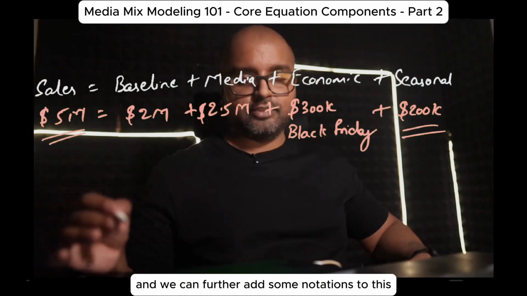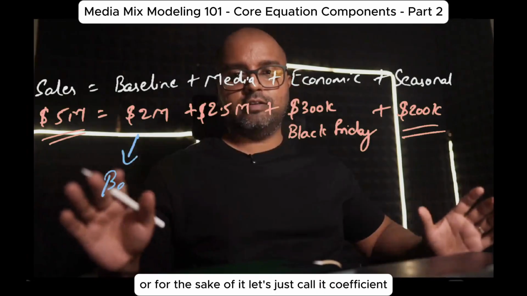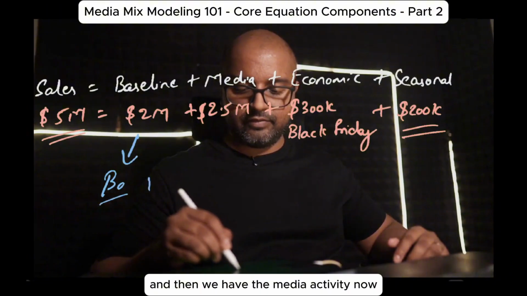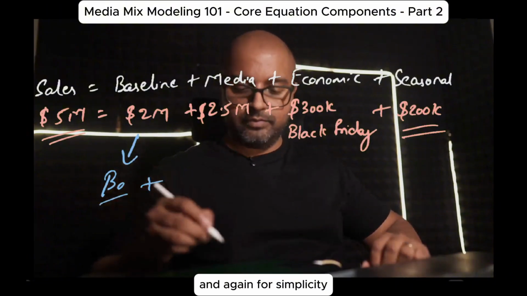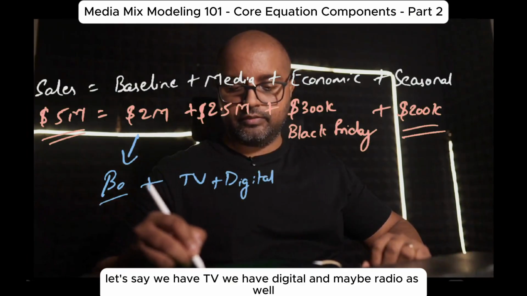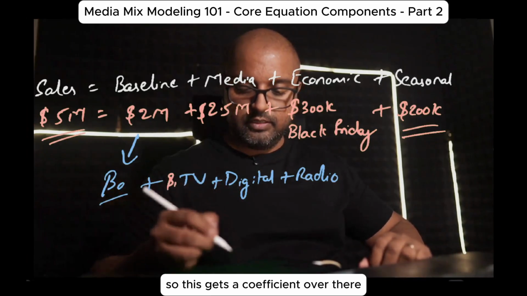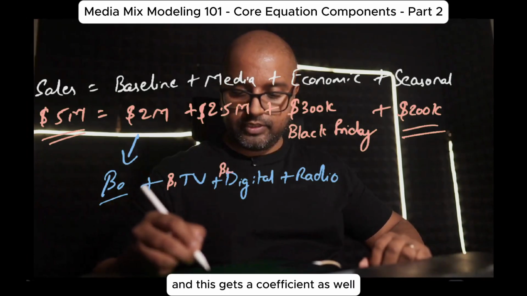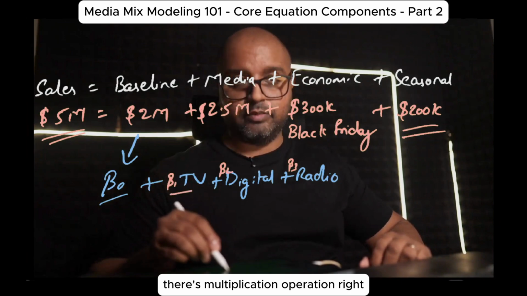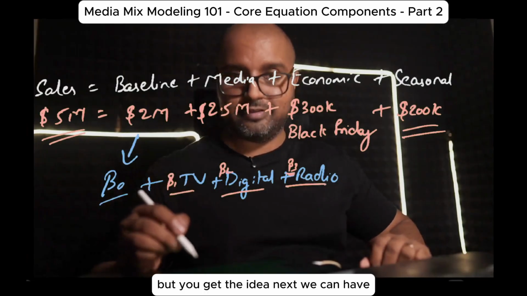And we can further add some notations to this. So let's call this baseline as beta 0, or for the sake of it, let's just call it coefficient. So this coefficient is going to represent the baseline. And then we have the media activity now. And again, for simplicity, let's say we have TV, we have digital, and maybe radio as well. And for each of these, we can add the coefficients as well. So this gets a coefficient over there, and this gets a coefficient as well, and this gets a coefficient as well. So yeah, just to be clear, they are multiplication operations, right? I didn't have much space over there, but you get the idea.